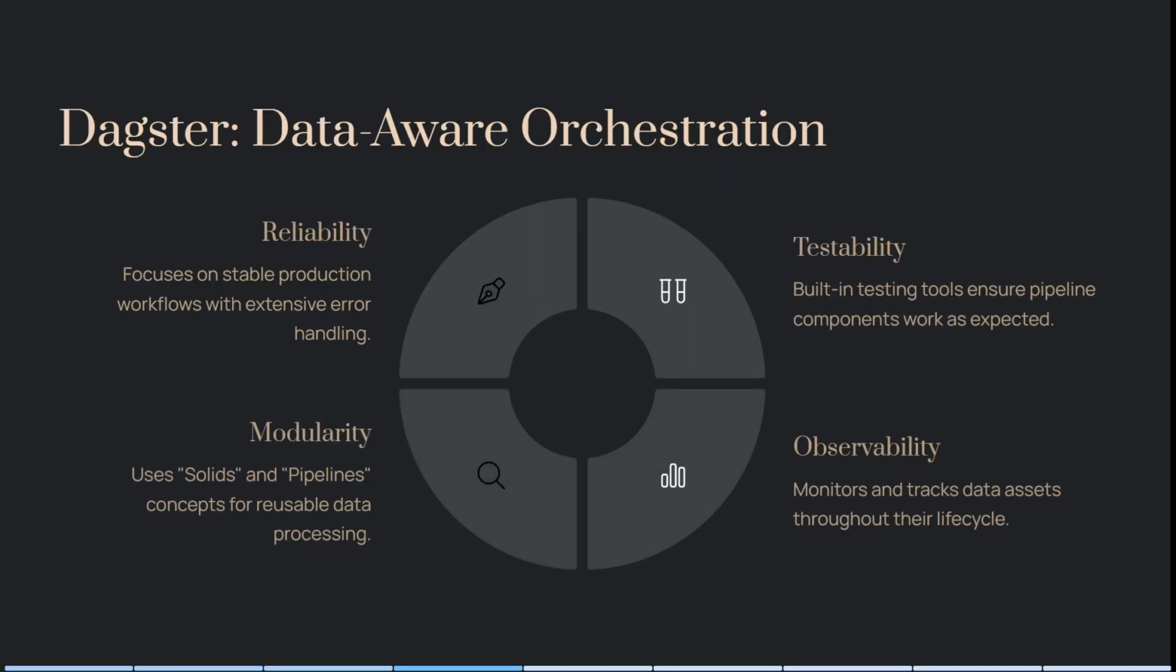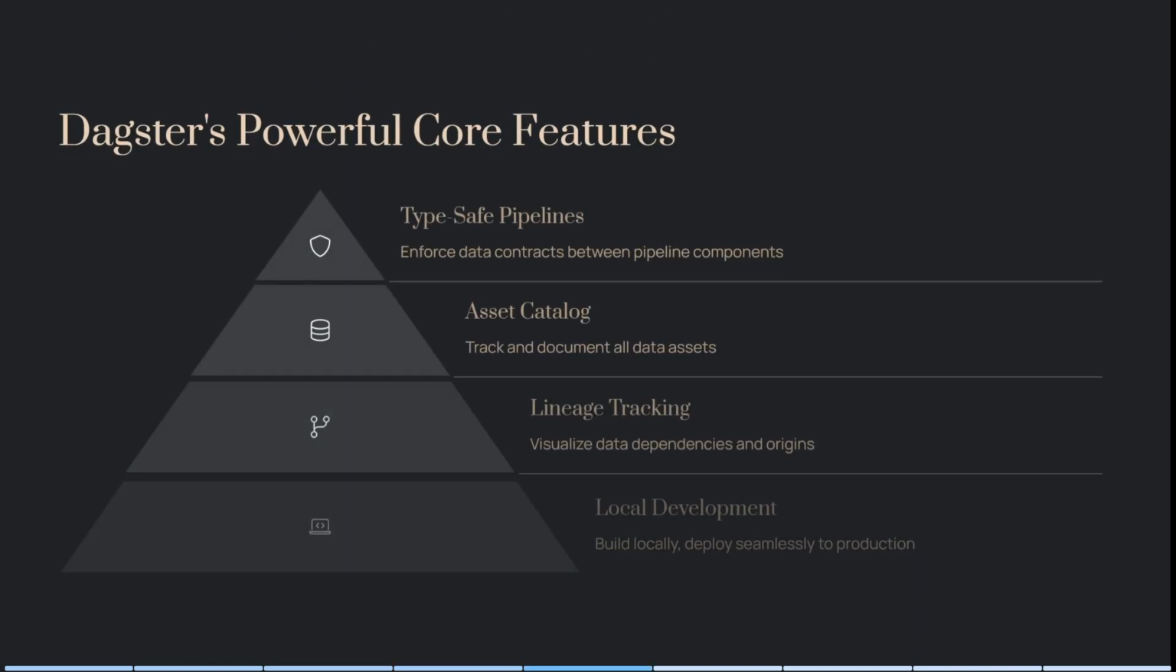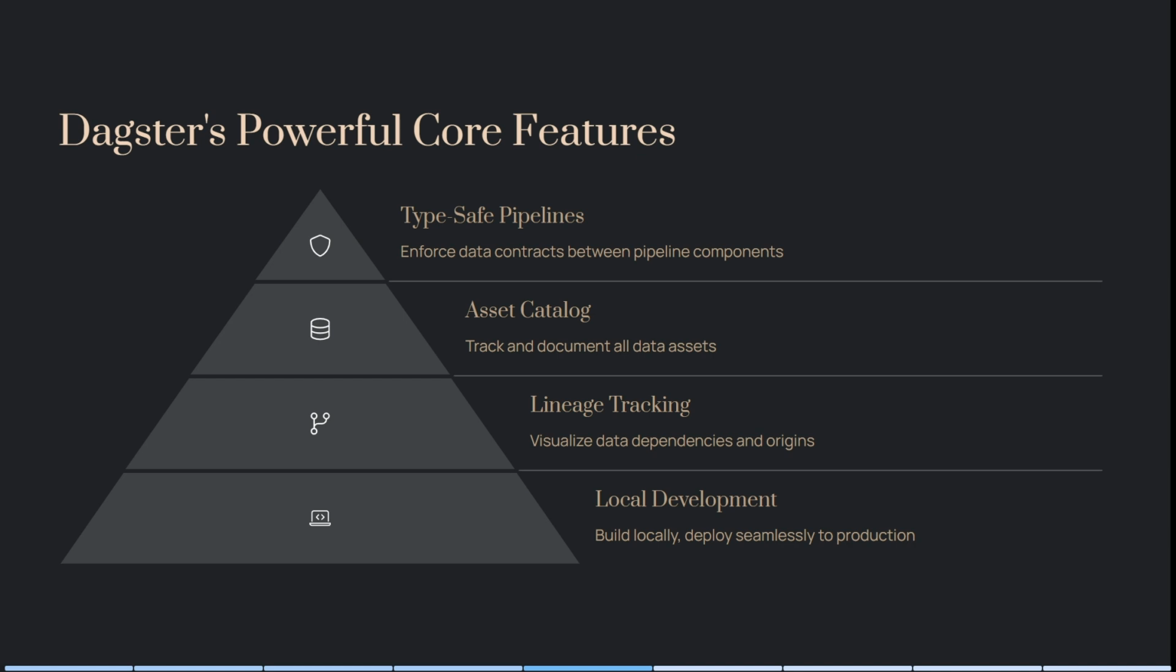Let's have a look at Dagster now. So Dagster focuses on stable production workflows with extensive error handling. It has a built-in testing tool ensuring pipeline components work as they are expected. It monitors and tracks data assets throughout their lifecycle, and it uses solids and pipeline concepts for reusable data processing. It enforces data contracts between pipeline components. It tracks and documents all data assets, and you can actually visualize data dependencies and origins. You can build locally, or you can deploy seamlessly to production.